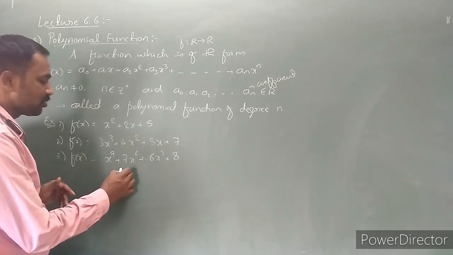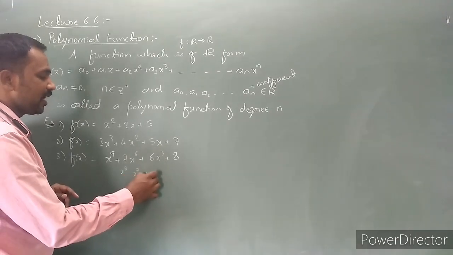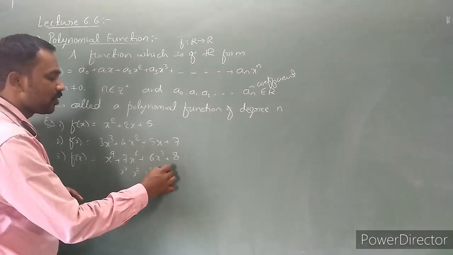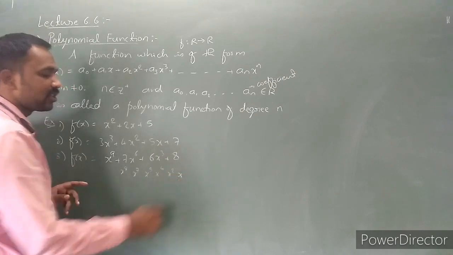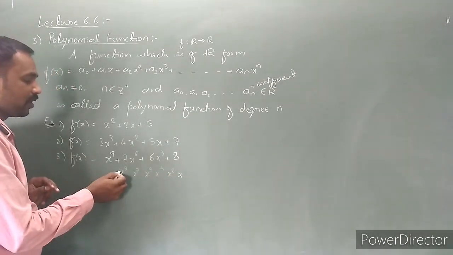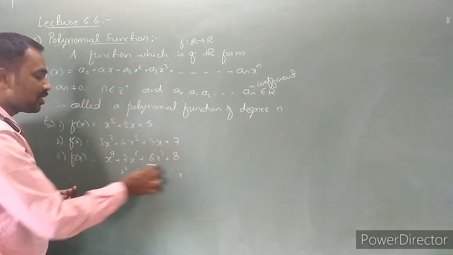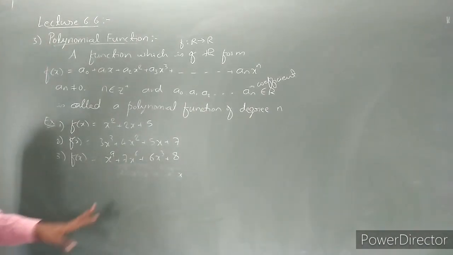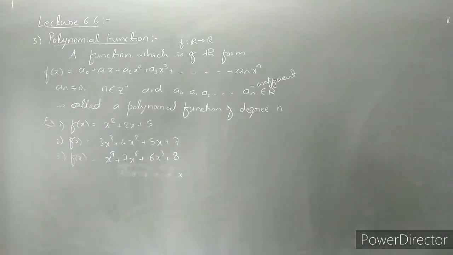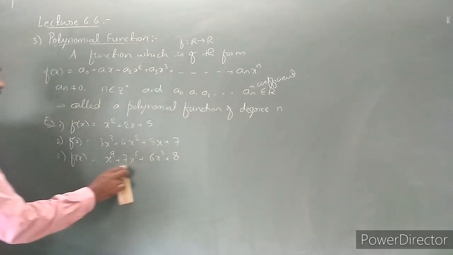What are the remaining values? x power 8 is not there, x power 7 is not there, x power 5 is not there, x power 4, x square, x are not there. Which means that these variables' coefficient is 0. That's why that term is not present in the polynomial function. That's all, nothing more than that.